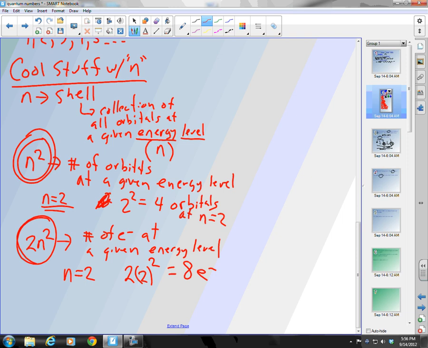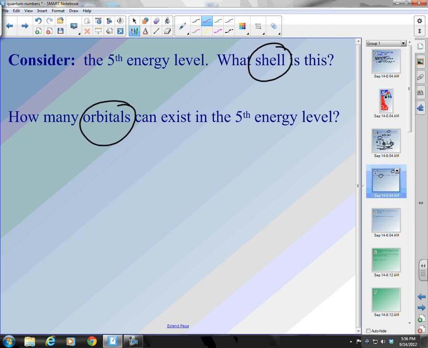Got it? Okay, let's go back and answer our question. Consider the fifth energy level. What shell is this? Well, we said that n represents the shell, so this would be the fifth shell. Good. How many orbitals can exist? We said orbitals can be found by taking n and squaring it. I'm at n equals 5, so 5 squared is equal to 25 orbitals that can exist at the fifth energy level.